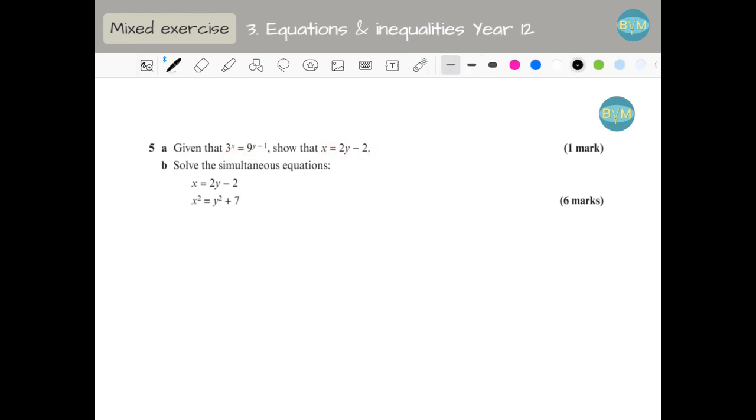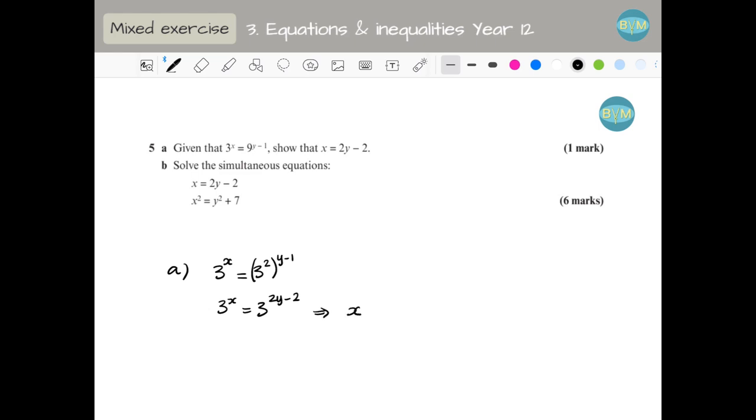Sometimes you think about taking logs for these questions, but if you are able to have the same base on both sides of the equals, the equation is even simpler than that. So remember that 9 is 3 squared, so really we have 3 squared to the power of y minus 1. Using the indices laws, when we have a power of a power, we multiply the exponents. So really we have 3 to the power of 2y minus 2.